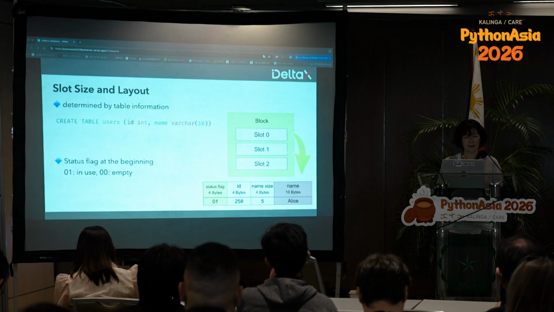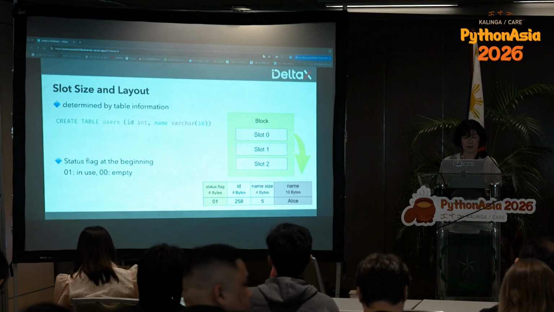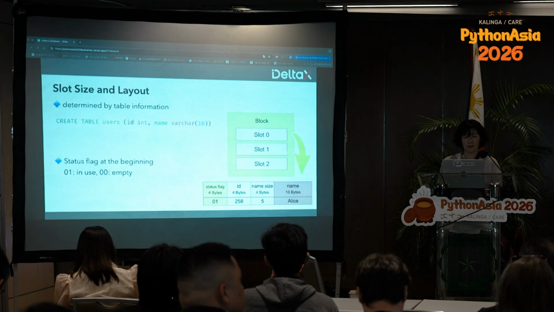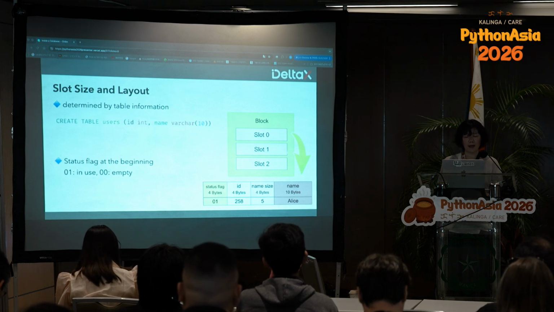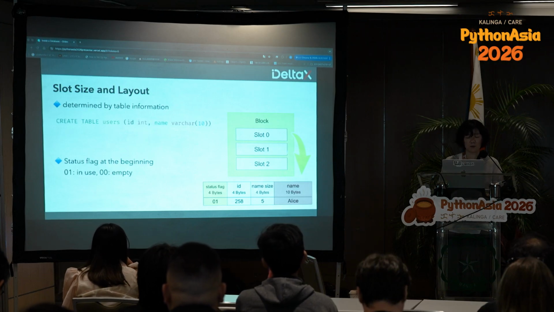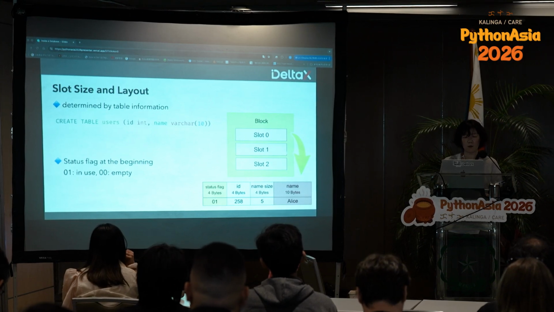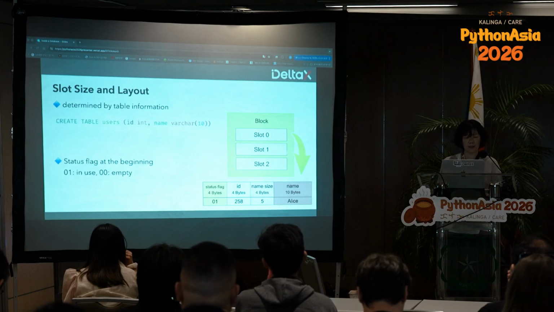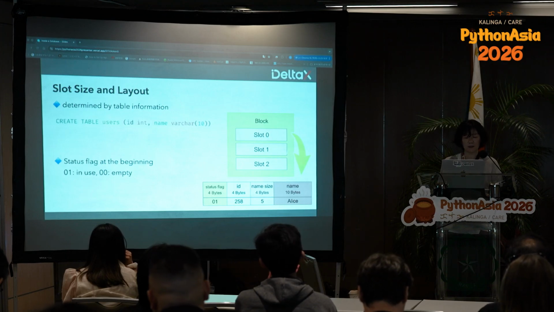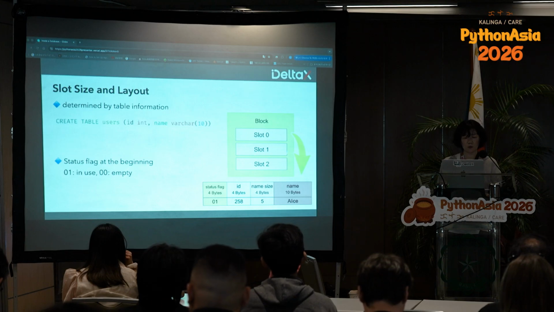Earlier I said that table information determines the slot size and layout. Specifically, it's based on create table. ID is int, so 4 bytes. Name is varchar 10, so 10 bytes. For strings, we also need 4 bytes for the size information. At the beginning, there is a status flag. 01 means in use, 00 means empty.